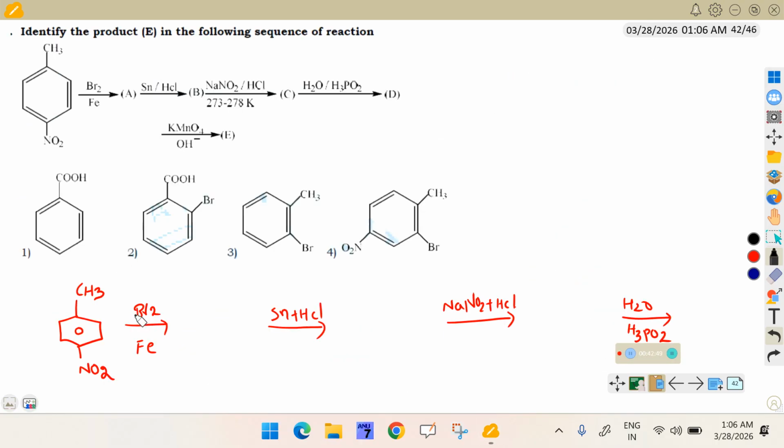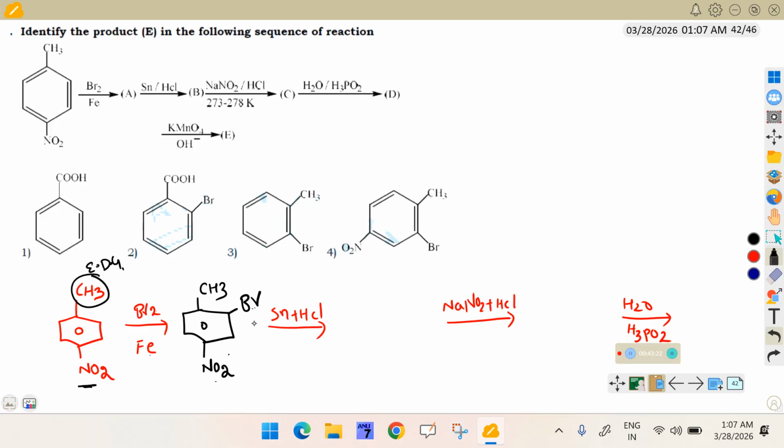Yes. Compound reacts with Br2 Fe. Halogenation takes place. CH3 group is electron donating group, ring activator. It gives ortho and para product. Already para position is occupied with the NO2 group. So substitute bromine atom at ortho position. Now you can check with respect to NO2. Bromine is at meta position. NO2 is electron withdrawing group.